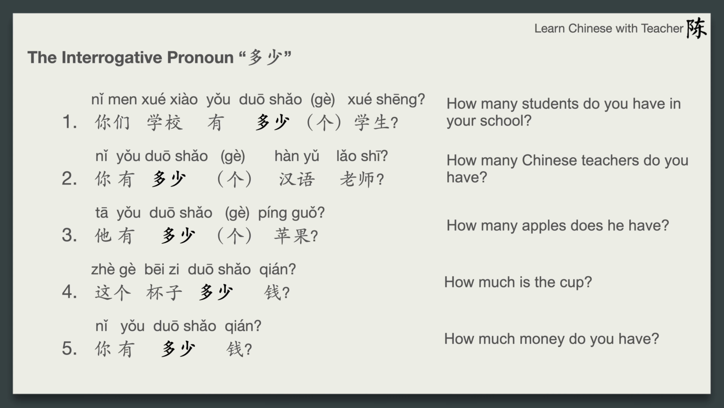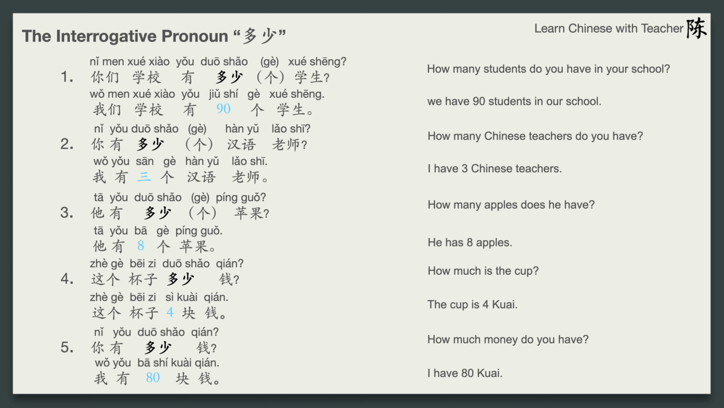We have learned 几 in lesson 5. 几 also means how many, but 几 is always used to ask numbers which are less than 10. 多少 is always used to ask numbers larger than 10. Another point that I would like to mention is that the measure word following 多少 can be omitted. Just like in the first 3 sentences, the measure word can be omitted. The word order of asking a question with 多少 is also different compared with English. As always, let's look at the answers of these questions.